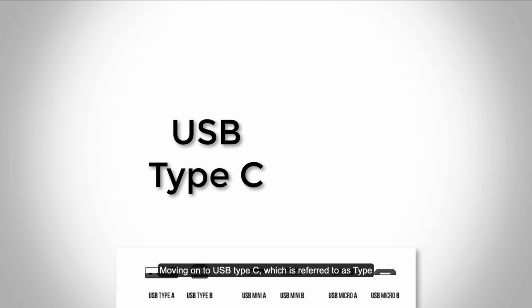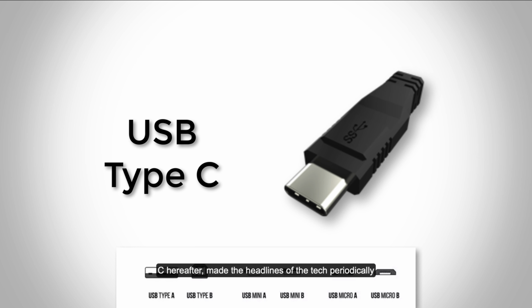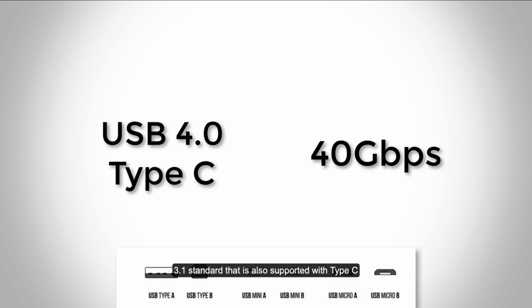Moving on to USB Type C, which is referred to as Type C hereafter, made headlines in the tech world when the latest variant of Apple's 12-inch MacBook was launched. It is just like USB Type B, which is used to connect peripheral devices like smartphones and computers. USB standard 4 is only supported with USB Type C and provides a speed of 40 gigabits per second, whereas the USB 3.1 standard that is also supported with Type C provides a speed of 10 gigabits per second.